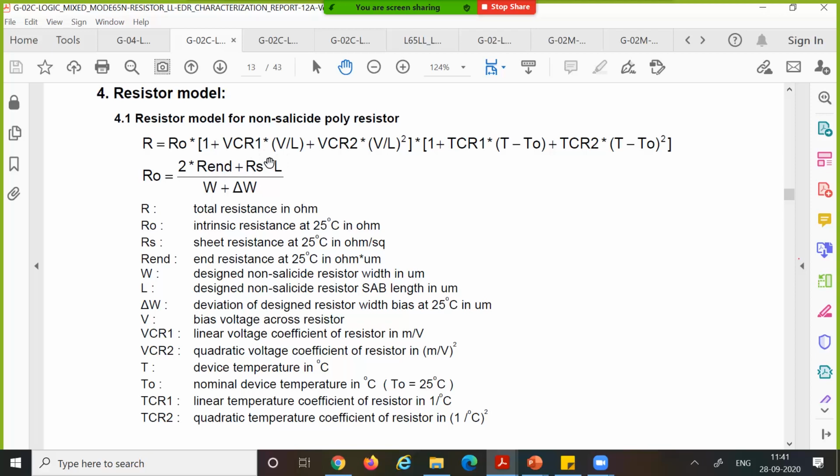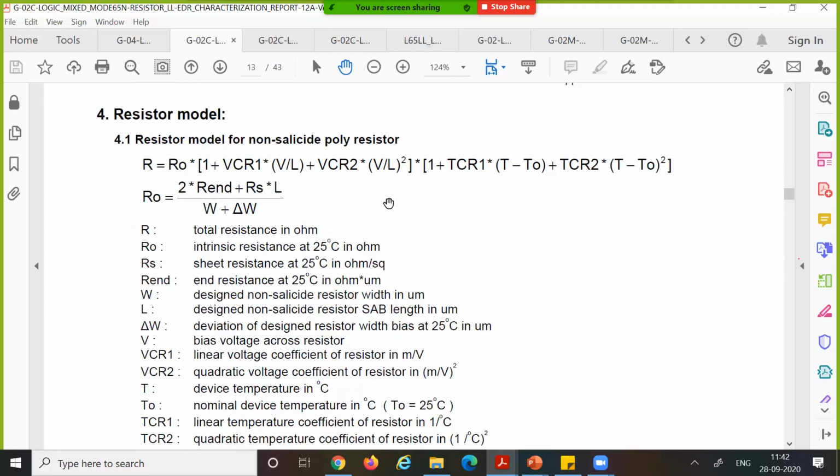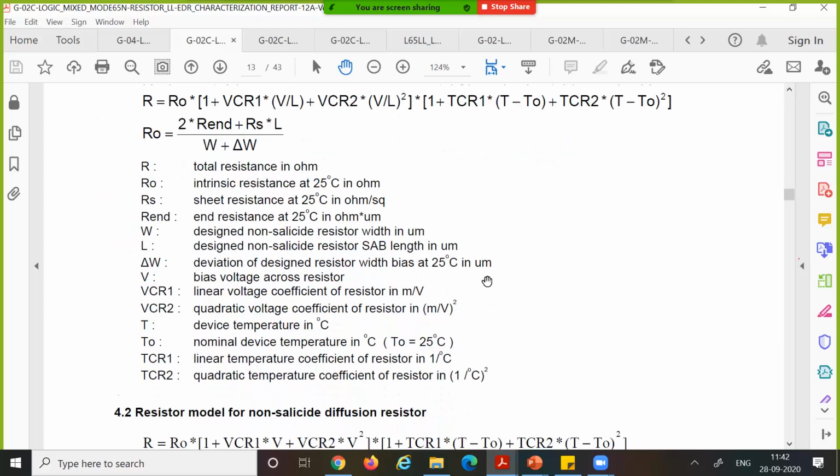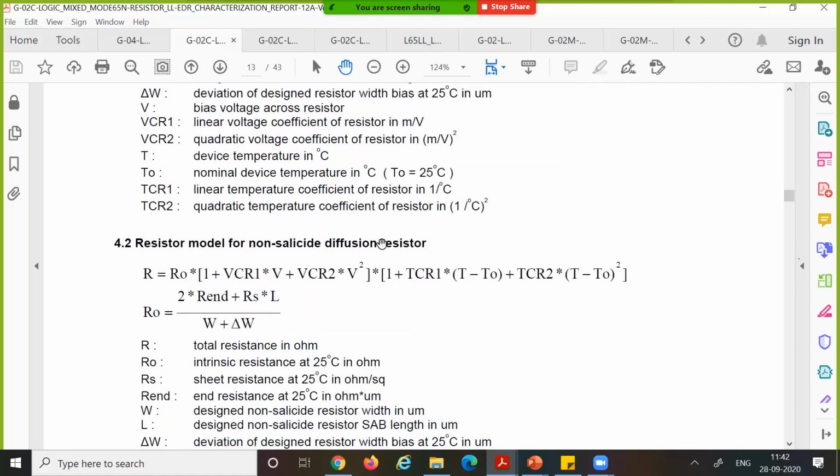Other than that you have RS, which is nothing but the sheet resistance. RS is the sheet resistance at 25 degrees in ohm per square. L is the length, W is the width, and delta W is the deviation of the designed resistor width, the width bias. As we saw earlier, there is some delta W that you can expect. So you can see the same thing being used here.